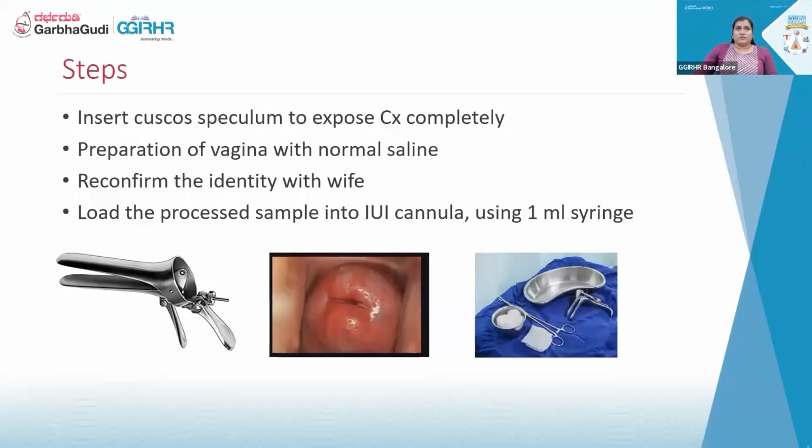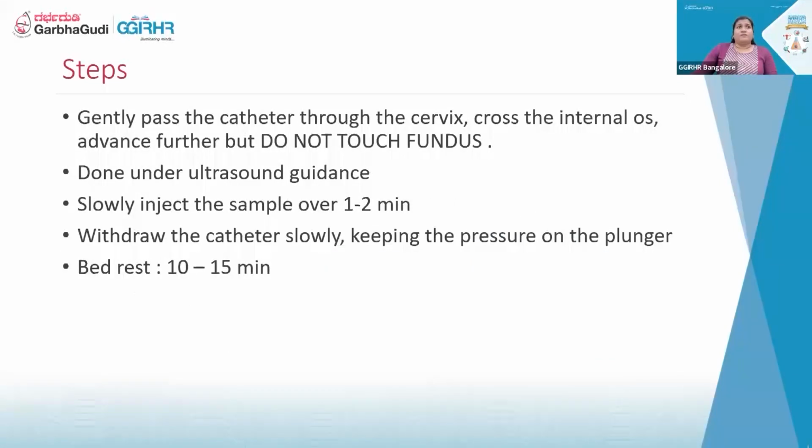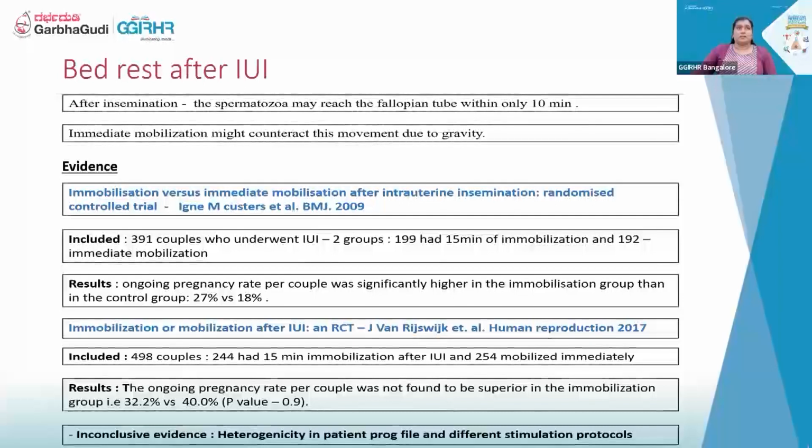We will load the processed semen sample into the IUI catheter, and using a 1 ml syringe, we will do the IUI. We will pass the catheter through the cervix and cross the internal os, but we should not touch the fundus. If you have ultrasound, you can do it under ultrasound guidance. We will inject the sample over 1 to 2 minutes. We will withdraw the catheter slowly, keeping the pressure on the plunger so that by capillary action, sperms are not entering the catheter again. We will advise bed rest for the patient for just 10 to 15 minutes, after which she will be allowed to pass urine.